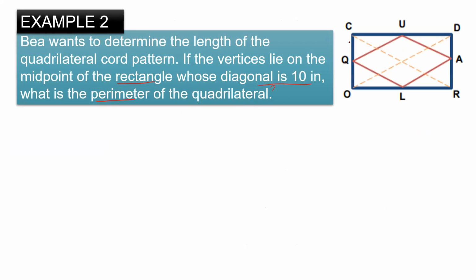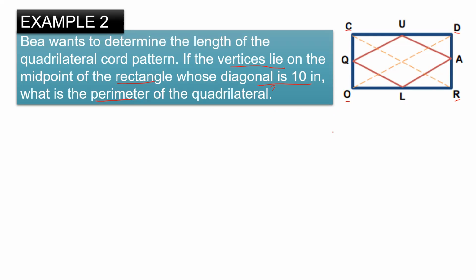We have here the quadrilateral chord pattern C, O, R, D. And for the second statement, if the vertices lie on the midpoint of the rectangle, so the midpoint of this, we have Q, U, A, and L. And then connect this one, and it formed a quadrilateral.